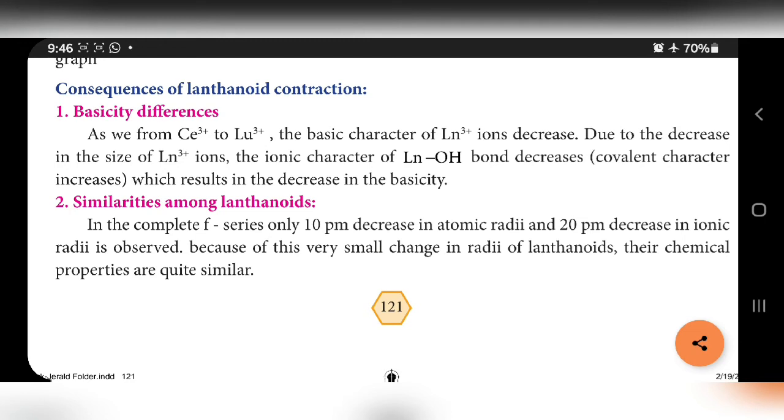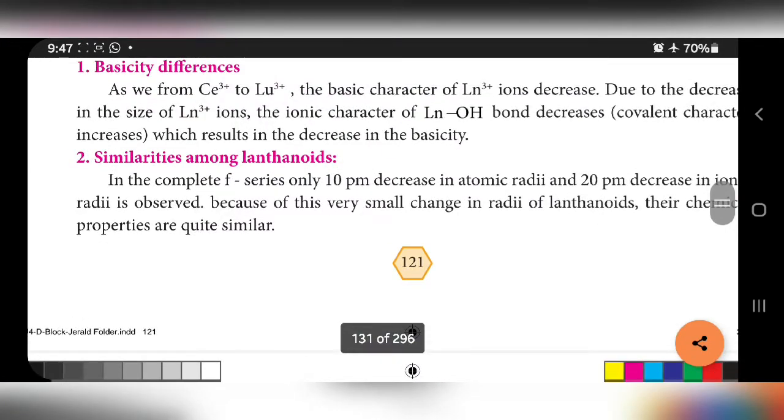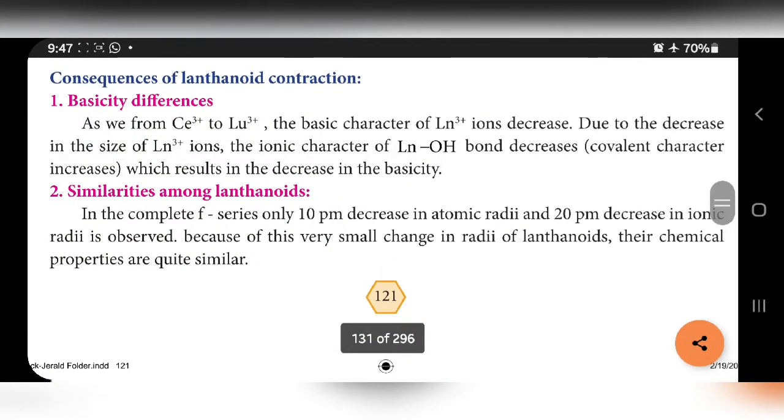Next heading, consequence of lanthanide contraction. First point, basicity difference. Second point, similarities among lanthanides. So totally two points are given. First one, basicity difference. As we move from cerium 3 plus to lutetium 3 plus, the basic character decreases. So basic character also decreases due to decrease in size. Already we know, moving from left to right, that is cerium to lutetium, size decreases.